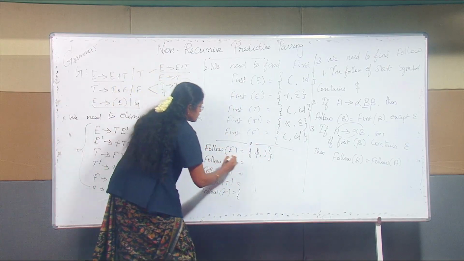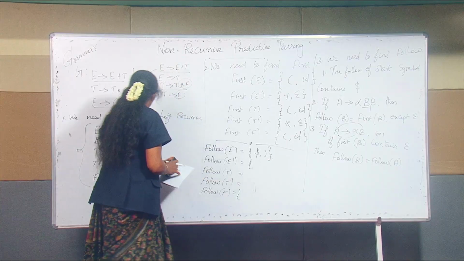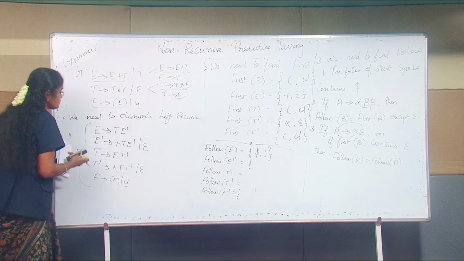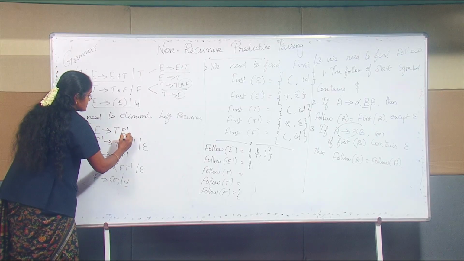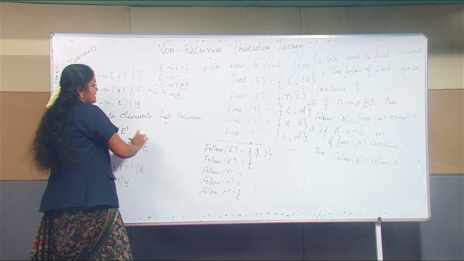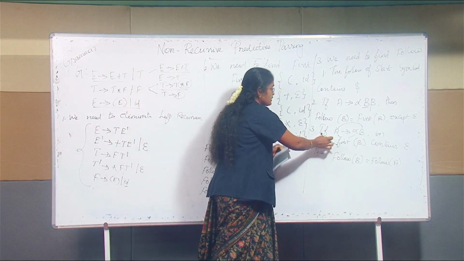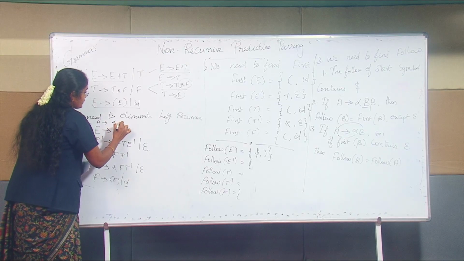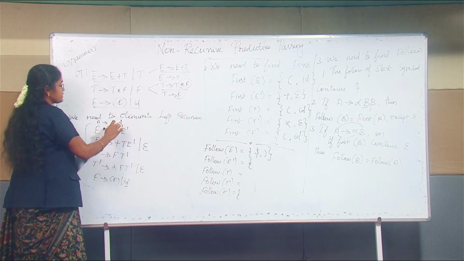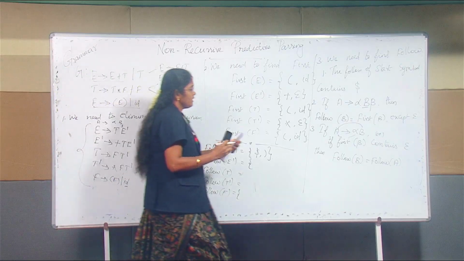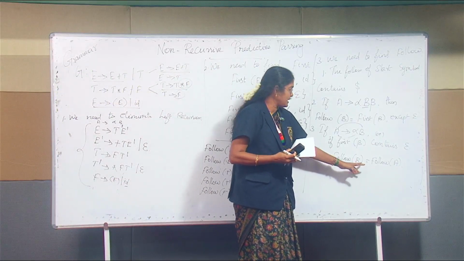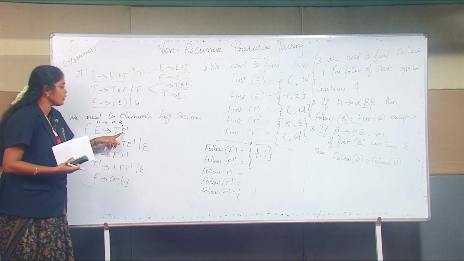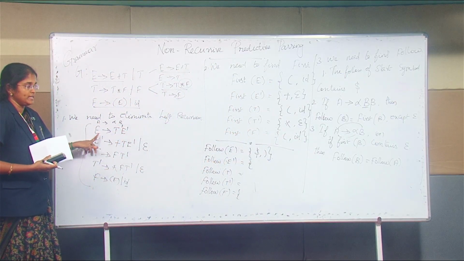So then we have to find the follow of E dash. So in this production, E dash is here. Okay. So it looks like the third rule, right? That means A tends to alpha B. So for this E dash we need to find. So look at this. The follow of B, that means the follow of E dash should be the follow of A. So here as per this rule, the follow of E dash is follow of E. Okay.